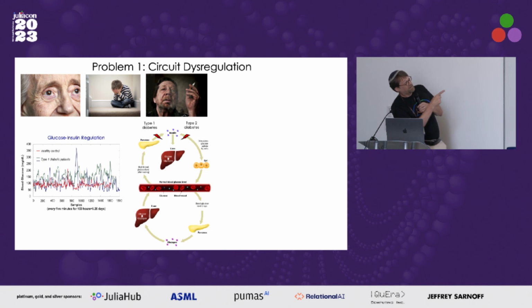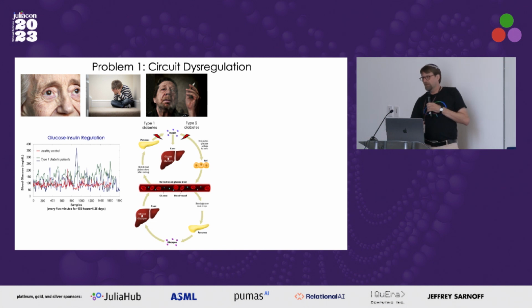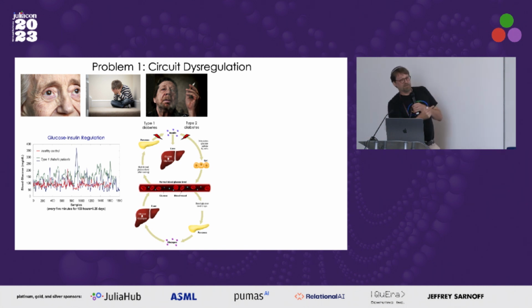It can also break where the connection between insulin and the cells is broken, and this is called type 2 diabetes. That means the cells don't react to insulin and therefore don't take up the glucose, and therefore the regulation is broken.